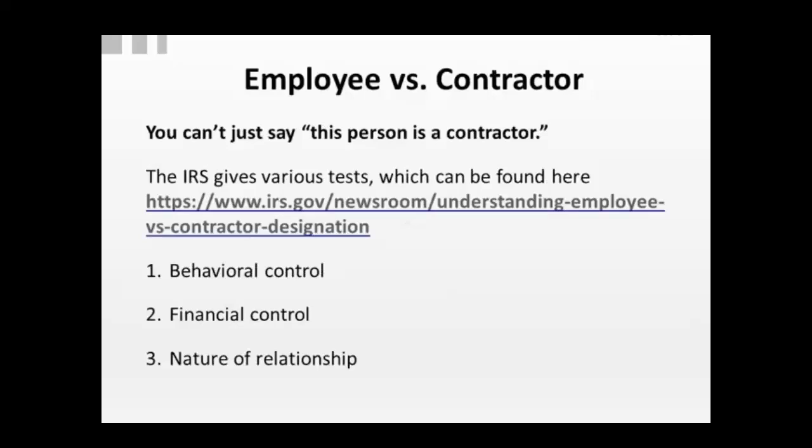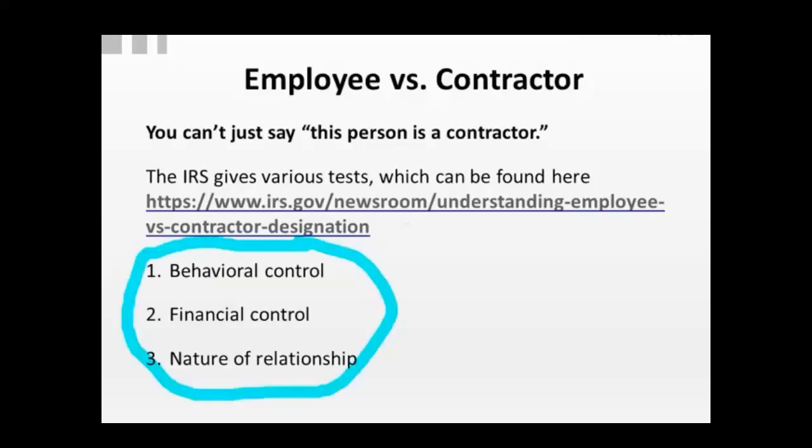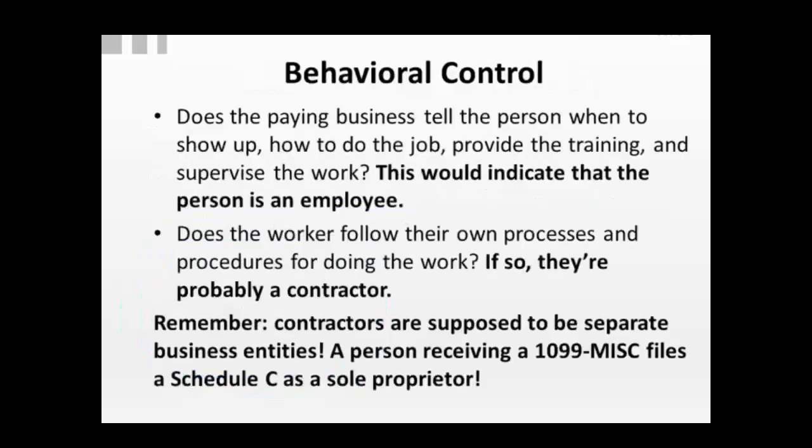Now, you can't just say this person is a contractor, even though it's very common in the business world. When you want to pay someone as a contractor, you'll write it into a contract with them, and you'll say, we are treating you as an independent contractor, and you agree to this. And you get their signature on that piece of paper. Well, the IRS doesn't care about your piece of paper. They care about these 3 tests here at the bottom of the screen: behavioral control, financial control, nature of the relationship. What's really going on with that contractor?